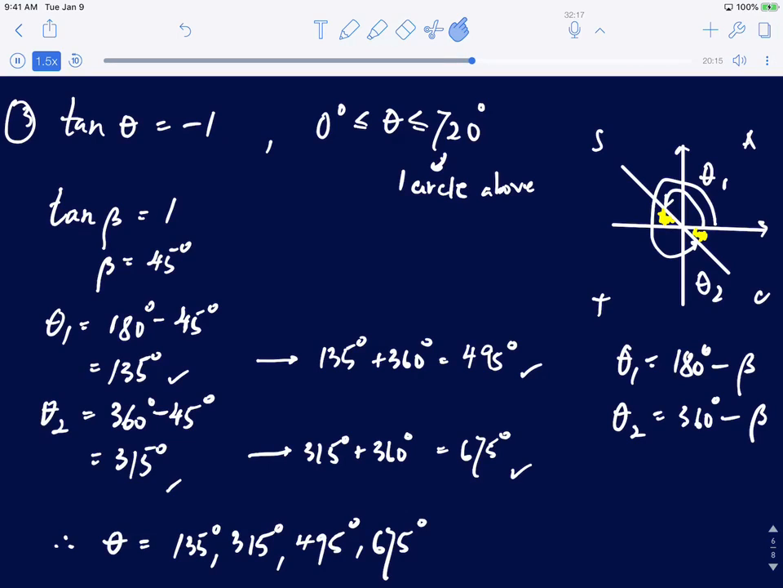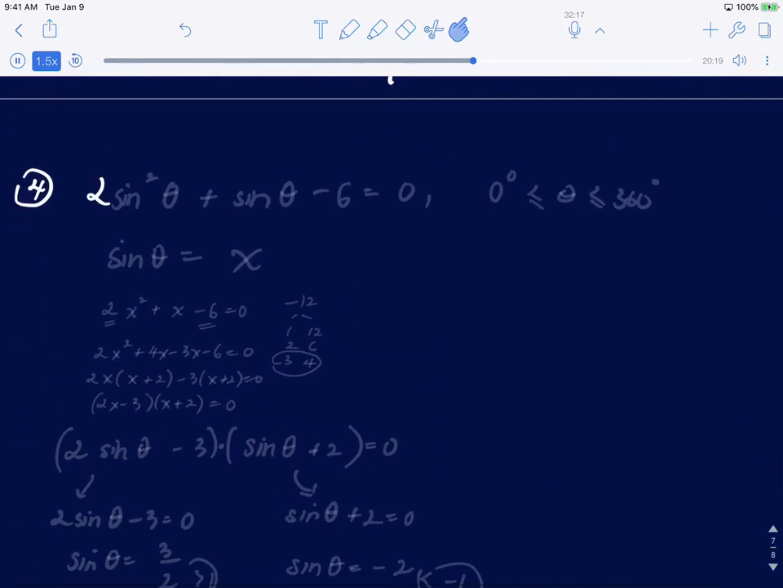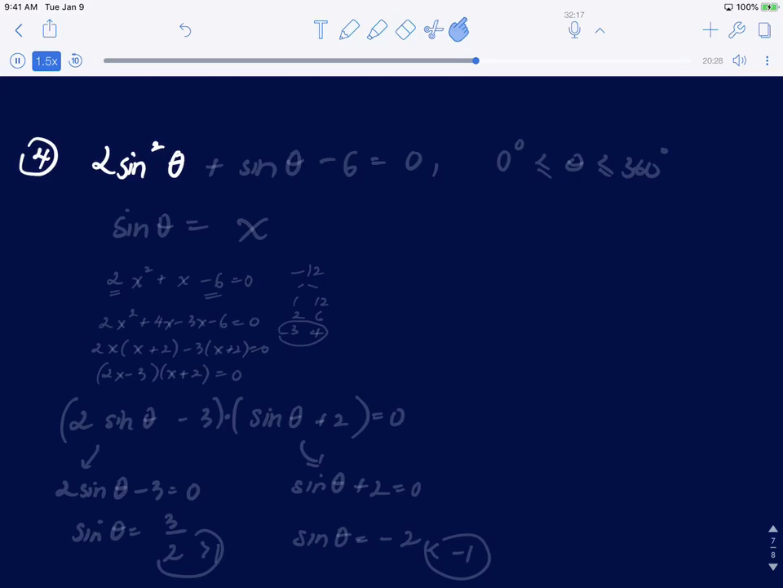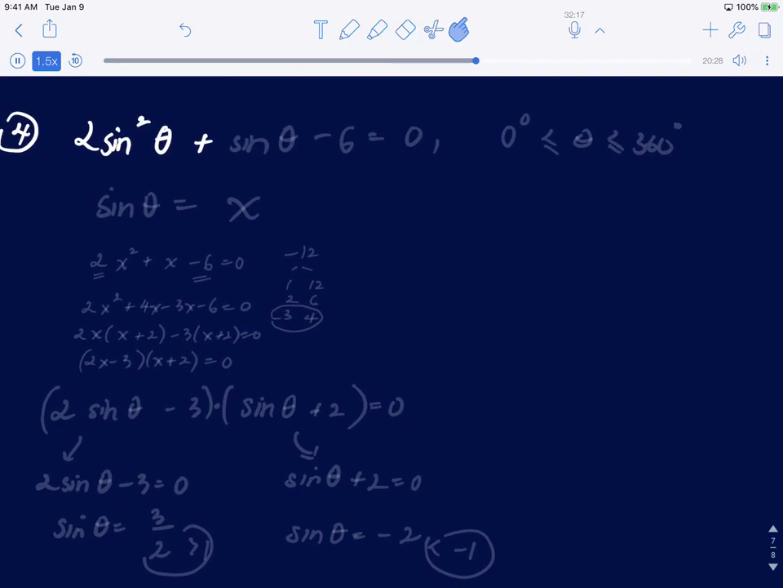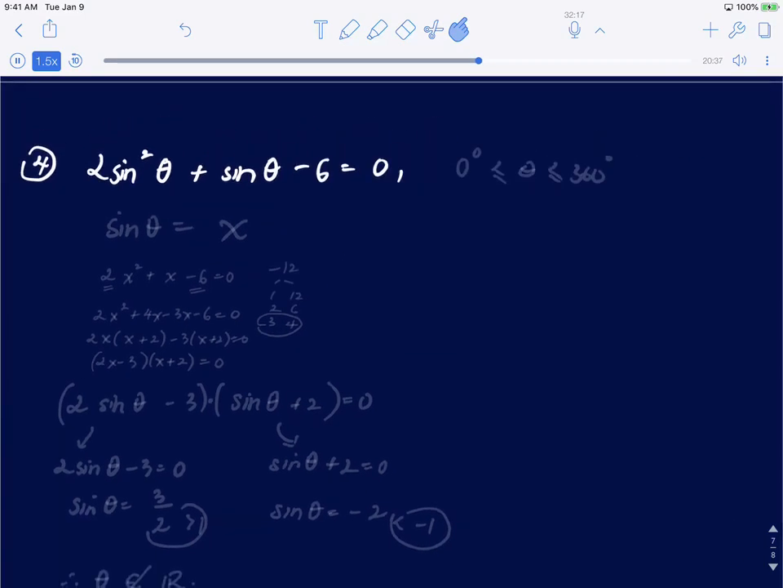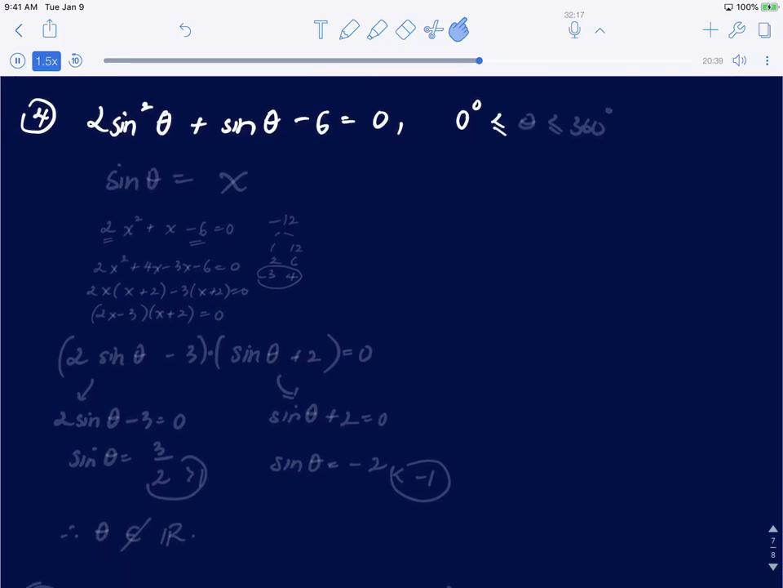Do you guys want to give 4 a shot before I cover it? Okay, I'll give you a few minutes. Remember, the algebra is the first step. Oh, that should be sine of theta, not sine of x, the second term. So just correct that, sine of theta. And the domain is the typical 0 to 360.